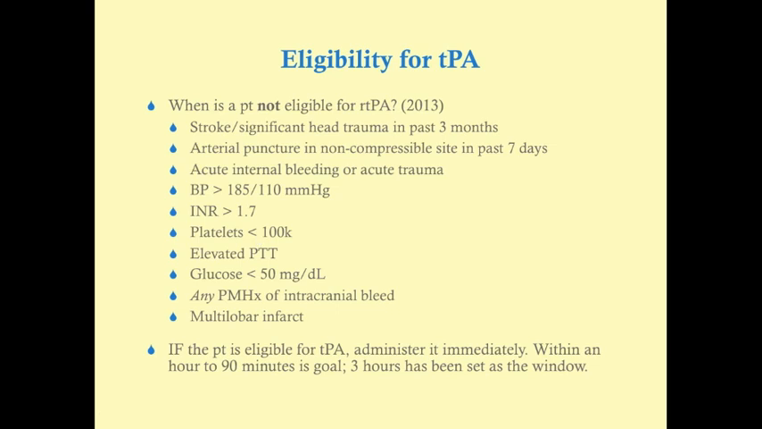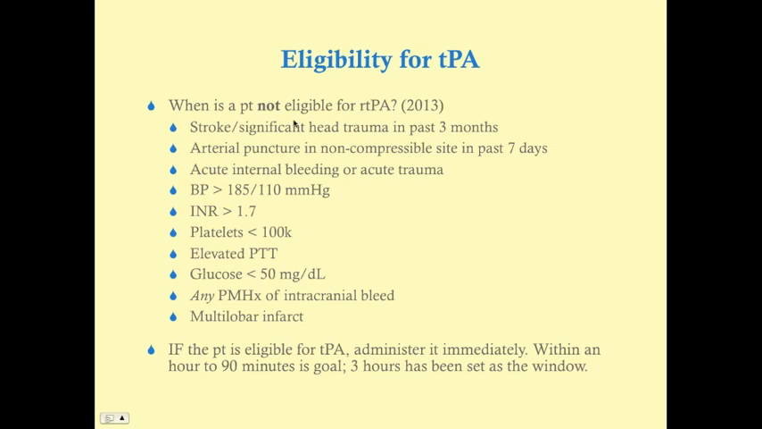If you've got an elevated PTT, no TPA. If your glucose is less than 50, no TPA. However, what you can do is you can give the patient glucose and then ultimately give them TPA. Multilobar infarct is also an exclusion for TPA just because it's difficult to break all those clots at the same time.